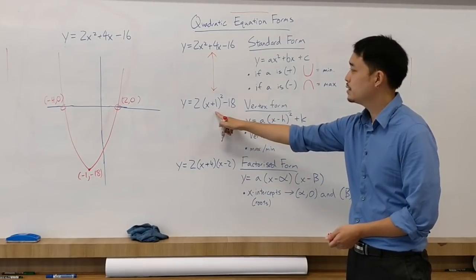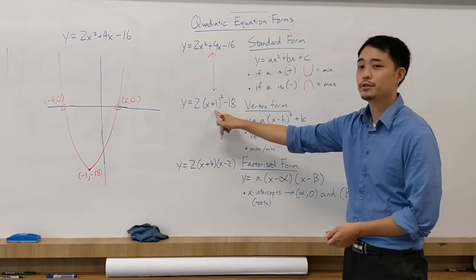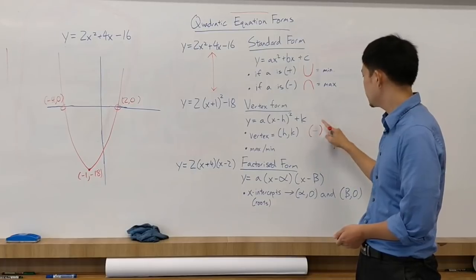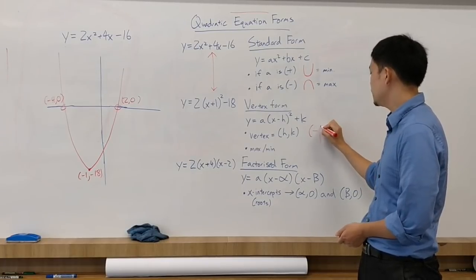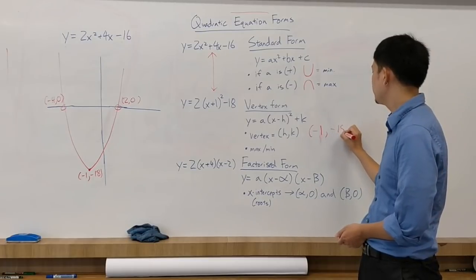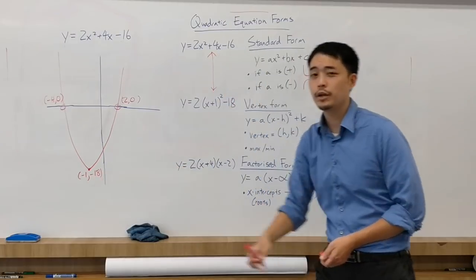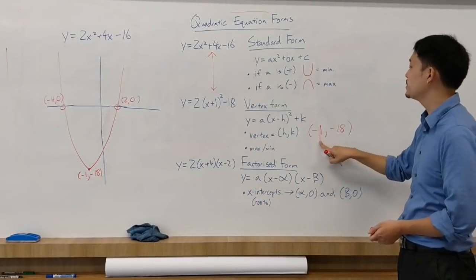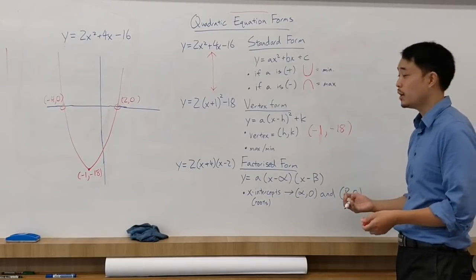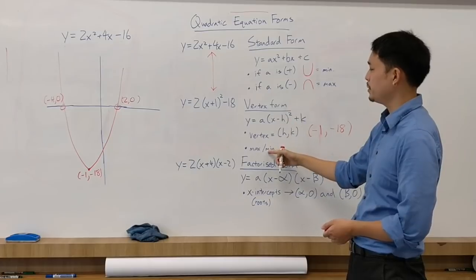So in this case, h is -1. Note the negative here, so we have to flip the sign, giving -1. The vertex in this case is (-1, -18). And as you can see here, that's exactly where we have our vertex. So the vertex form tells us exactly where the vertex is, which is really useful to help us graph the parabola. It does the same thing as the standard form, actually.